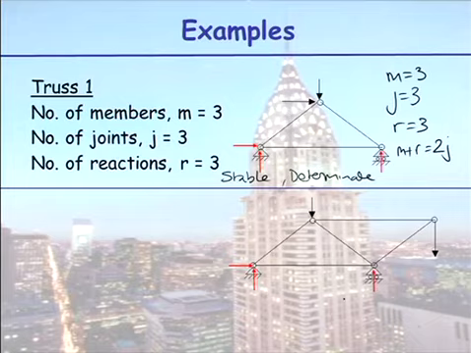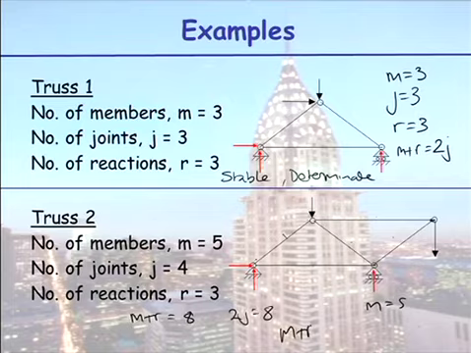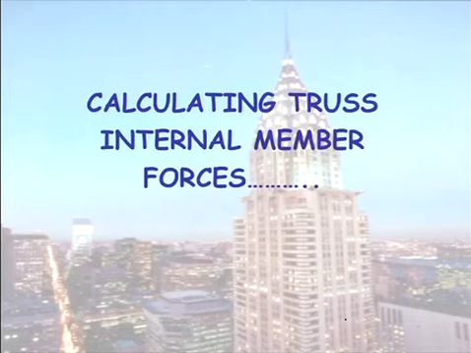Down in this second case, how many members do we have? 1, 2, 3, 4, 5. 5 members. How many joints do we have? 1, 2, 3, 4. 3 reactions. So again, m plus r this time is equal to 8. 2j is equal to 8. So m plus r is equal to 2j. So that is also stable and determinate. So you'll be using that formula next week in the class just to run through what's determinate, what's indeterminate. Okay, moving on. Let's calculate some member forces. That's what we want to do.